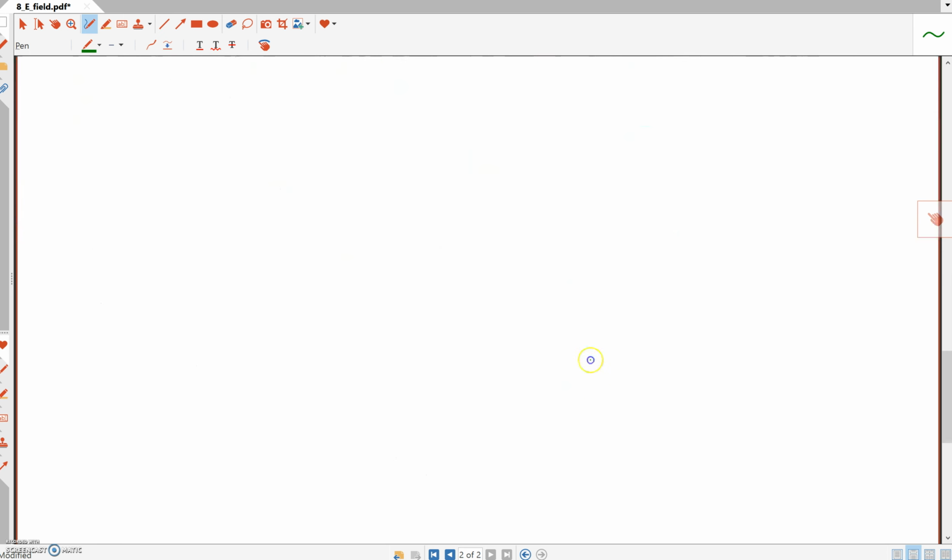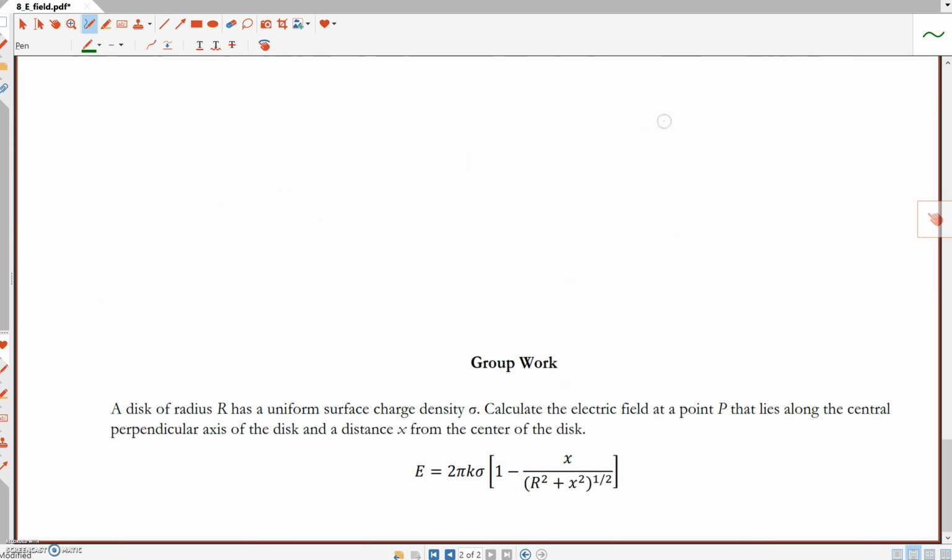Okay, so that took a little less space than I gave myself. But anyway, your assignment, your group work, was to solve this problem: take a disk of radius R that has uniform surface charge density sigma, and calculate the electric field at a point P that lies along the central perpendicular axis of the disk, a distance x from the center of the disk. So what that means, I'll start you off with a little picture, right?